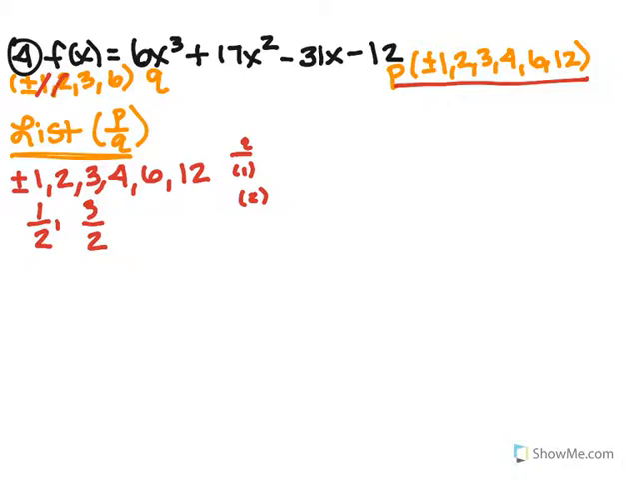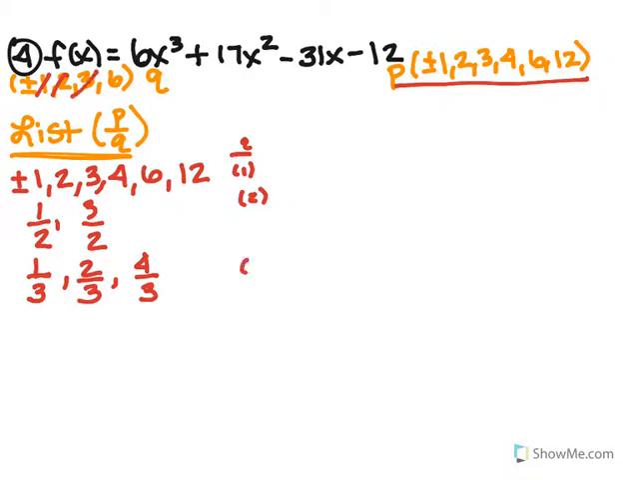Move to 3 on the bottom. You can do 1/3, 2/3. Now, I don't need to write 3/3. That reduces to 1. You can write 4/3. 6/3 reduces to 2, and 12/3 reduces to 4.